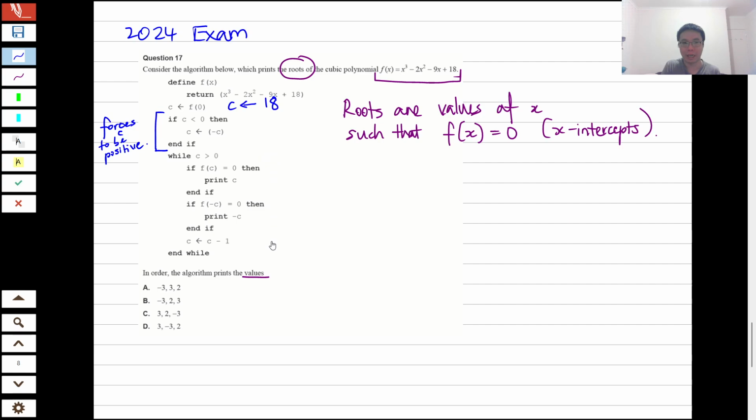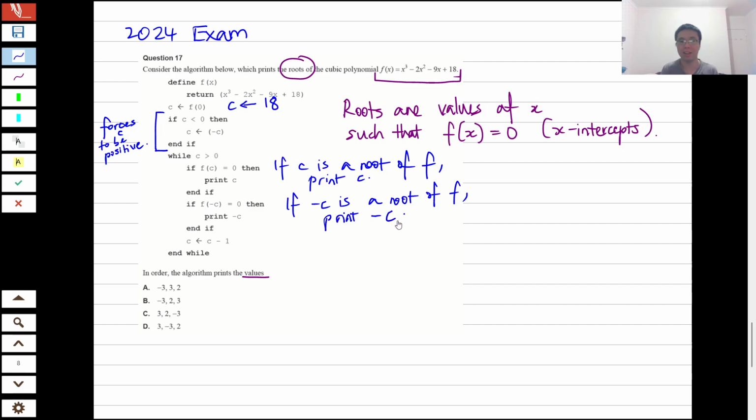Okay, now for the loop. While c is positive, what do we do? If f evaluated at that point is 0, print the value. So if c is a root of f, print c. Next, if negative c is a root of f, print negative c.